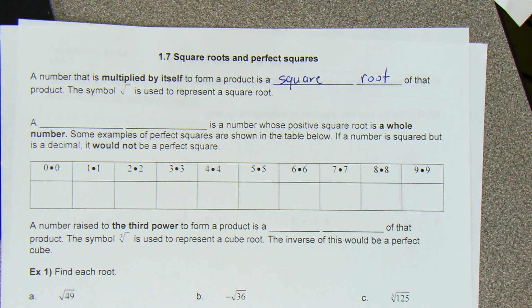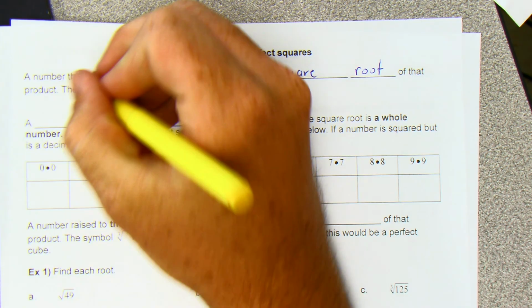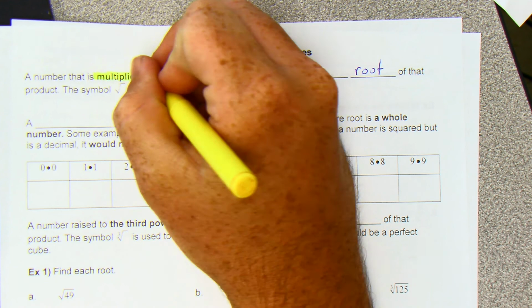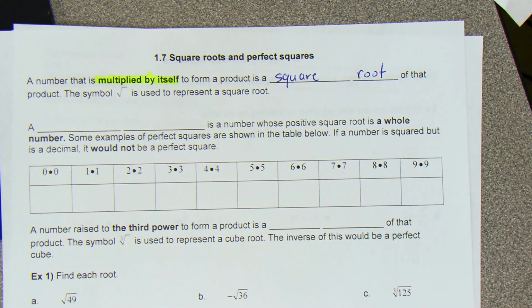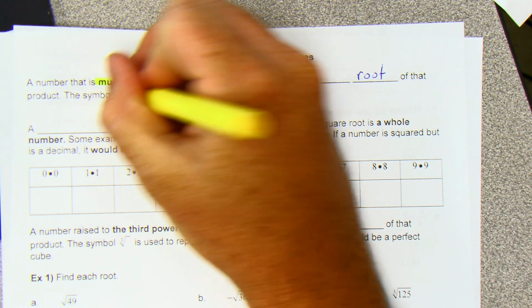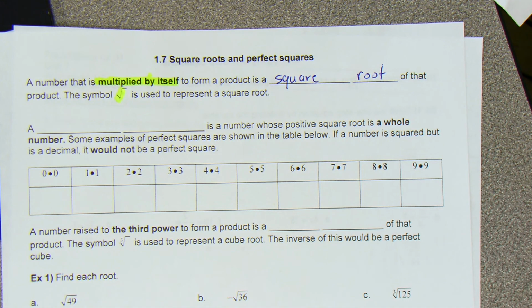Notice how multiplied by itself is in bold. I'm going to highlight that as well because that sounds very similar to what we were working with exponents, right? So when we find the square root of something or the cube root of something or the fourth root of something, we're really just undoing that exponent, okay? So the symbol, it looks like this. This symbol is used to represent a square root. Okay, you'll see that quite a bit. Just know that that is used to represent a square root. So when you see that over a number, just know that we want you to find the square root of that number.